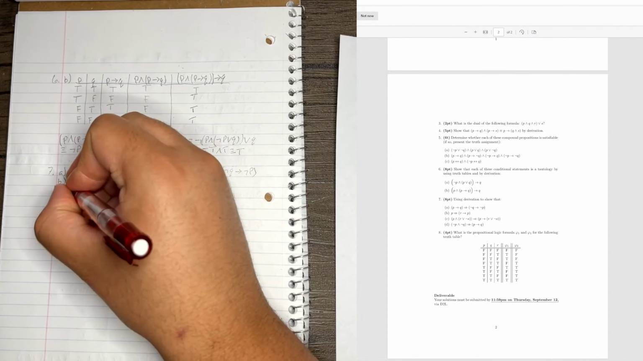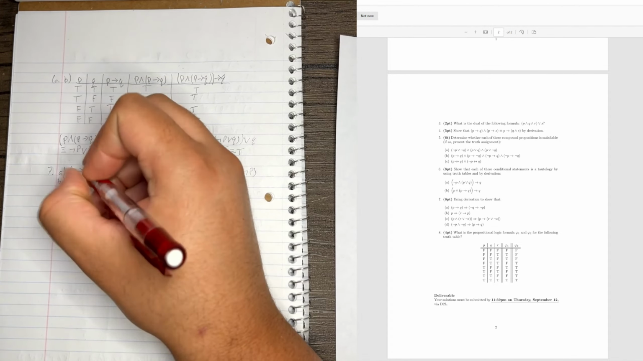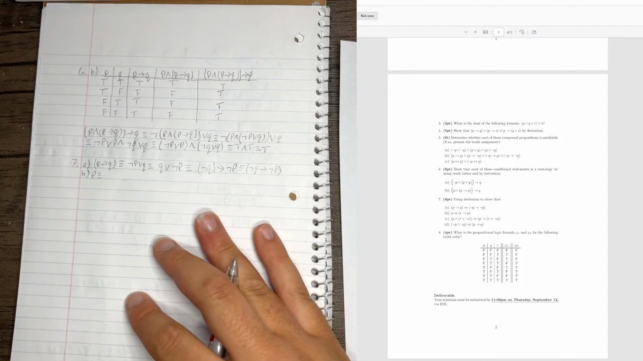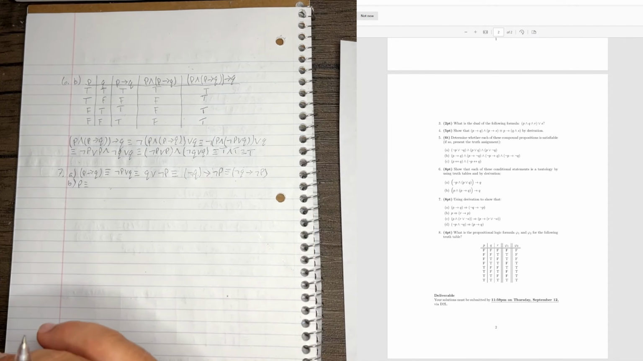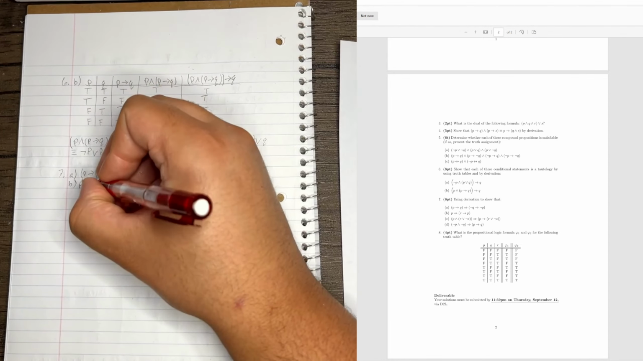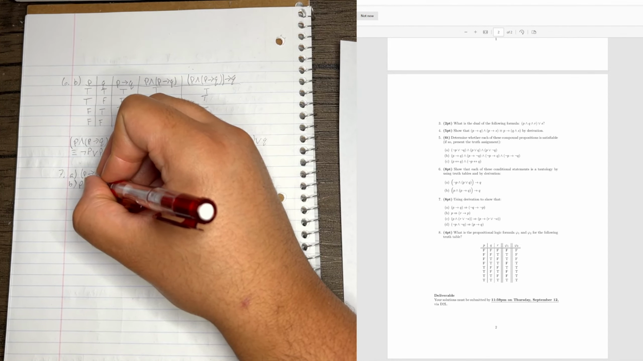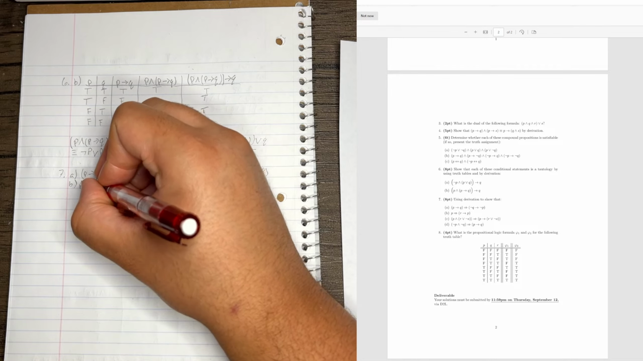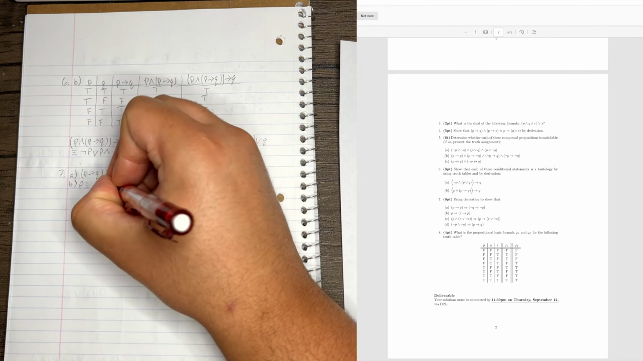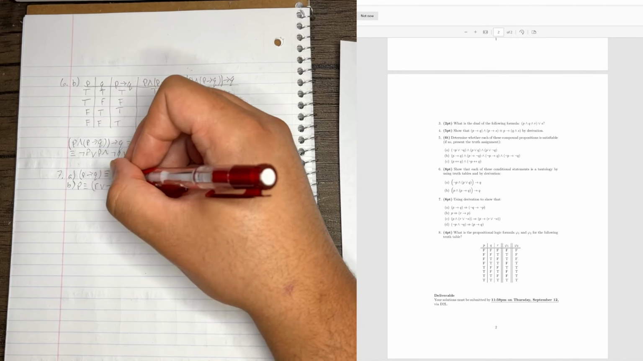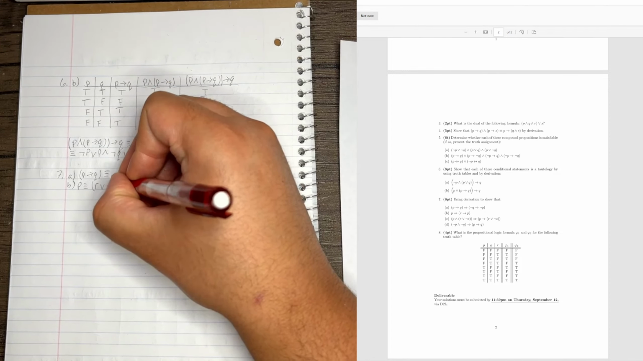This one's going to be a bit more tricky. We're starting with just P. P is equivalent to R or not R. That's all from true. Or P.